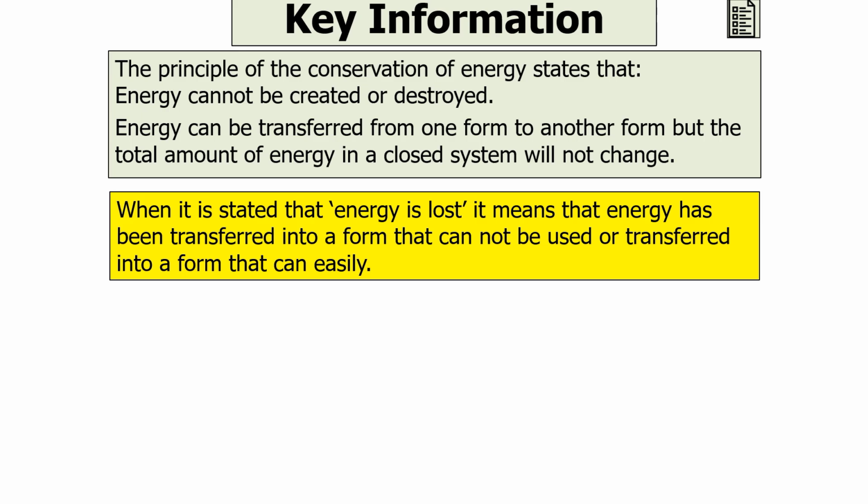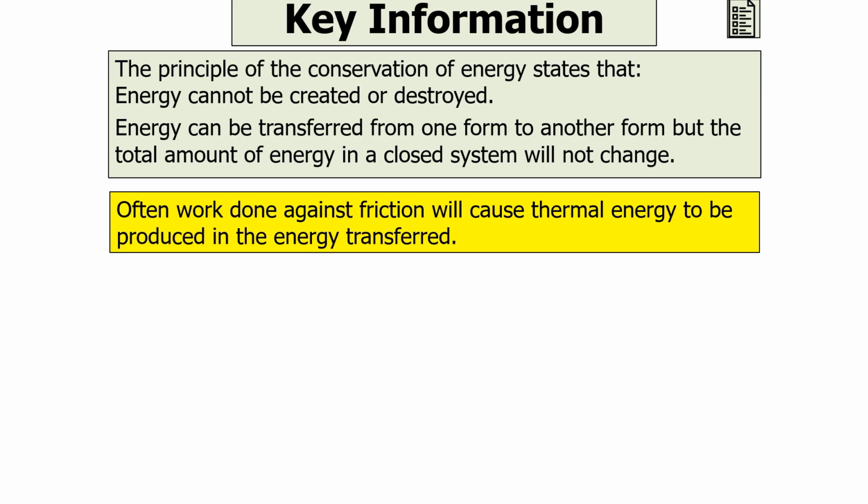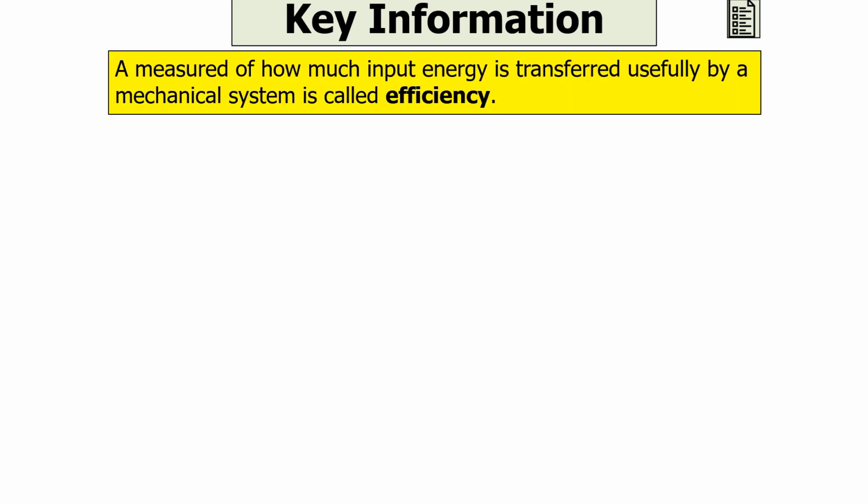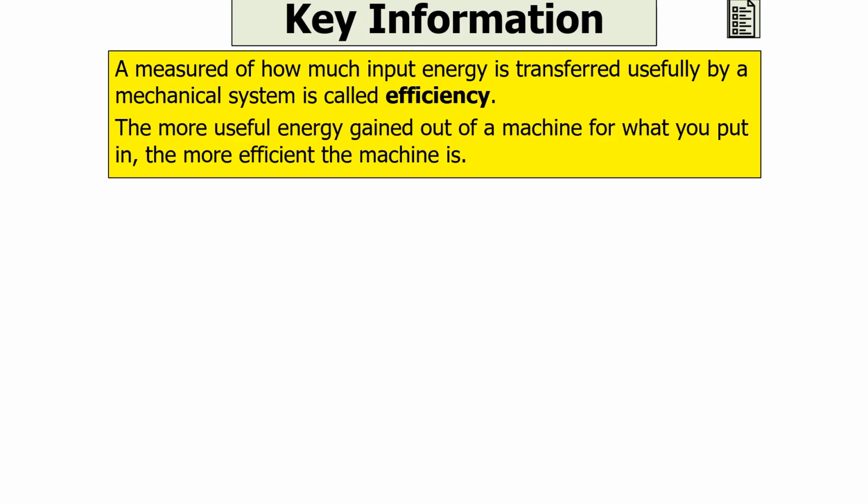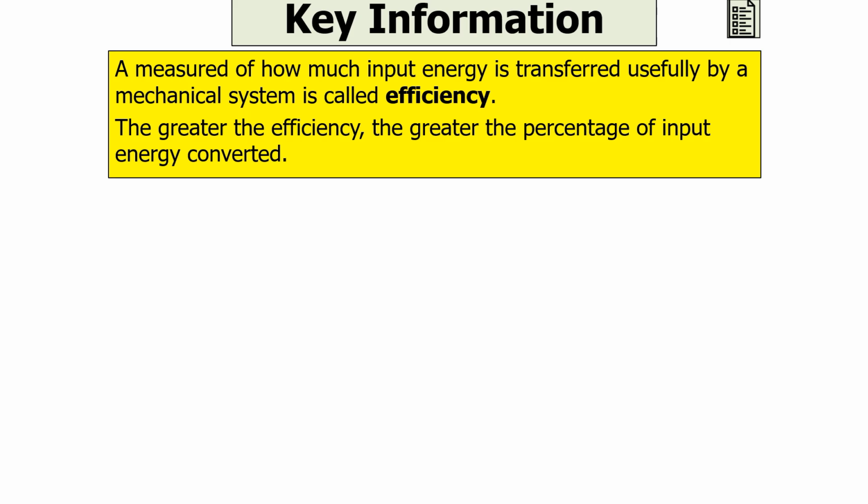Now, when it is stated that energy is lost, it means that the energy has been transferred into a form that cannot be used or transferred into a form that can easily be used. Often work done against friction will cause thermal energy to be produced in the energy transferred. Now, a measure of how much input energy is transferred usefully by a mechanical system is called efficiency. The more useful energy gained out of a machine for what you put in, the more efficient the machine is. So the greater the efficiency, the greater the percentage of input energy converted.